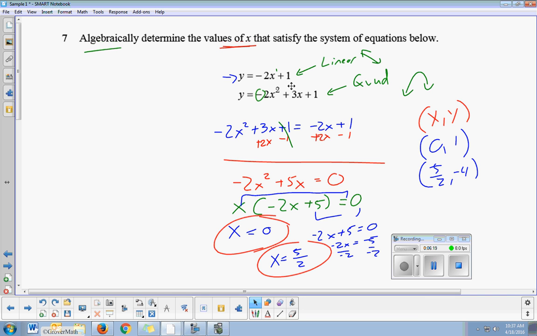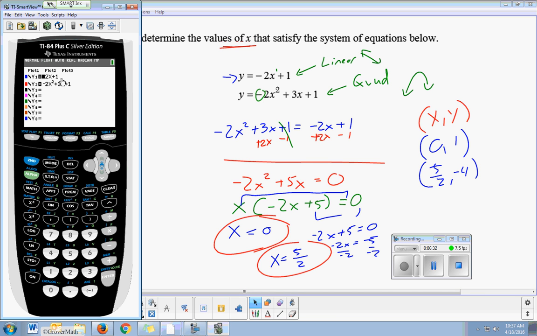So that's really it for the algebra. Set them equal to each other, set it equal to 0, factor, solve, quadratic formula if it can't be factored. You can do quadratic formula even when it can be factored, you just don't have to. So that's really it. But how would we do it graphically?